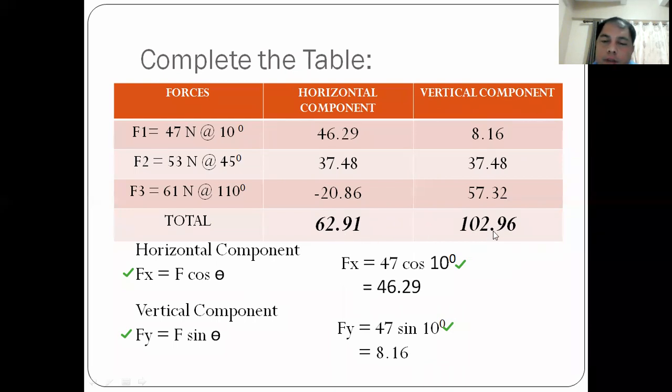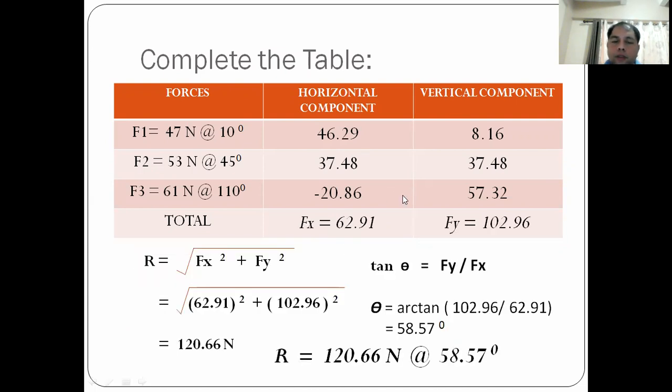Now, these two values, the sum of our Fx and Fy, are important in finding our direction and our resultant. To find our resultant, we are going to need our Pythagorean equation. So we'll be squaring 62.91, and then 102.96 will be squared and added together. Now, their square root will give us the magnitude of the resultant at 120.66.